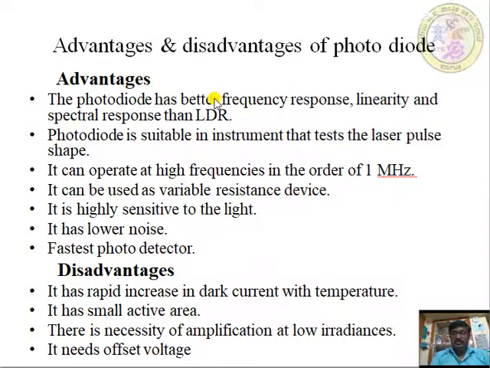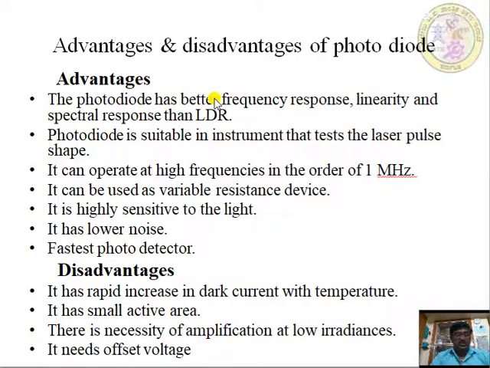So what are the advantages? The photodiode has better frequency response, linearity, and spectral response than an LDR, that is, a light dependent resistor. Photodiodes are suitable in instruments that test laser pulse shape. It can operate at high frequency in the order of 1 MHz. It can also be used as a variable resistance device. It is highly sensitive to light. It has lower noise and is a faster photodetector. That is, the noise effect is very much smaller.